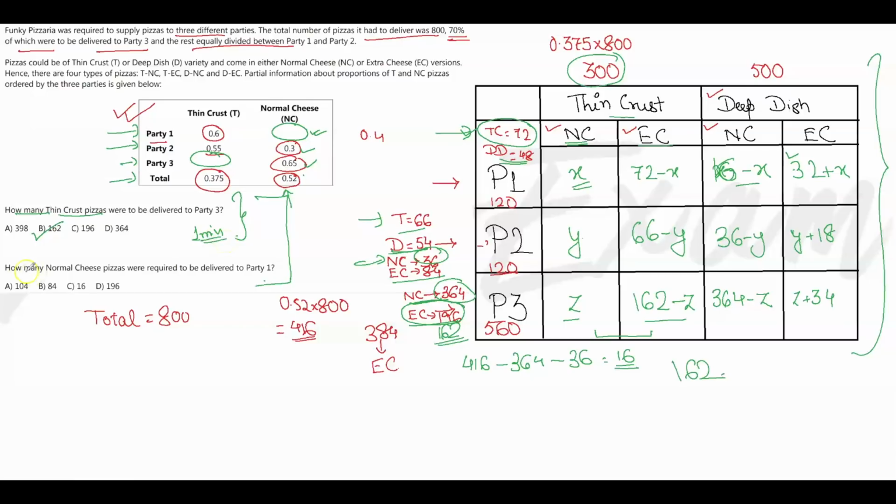Okay, how many normal cheese pizzas were required to be delivered to party 1? Normal cheese pizzas, this plus this, a total of 16. So option C is the correct answer for this question. I hope both these questions and the entire table that I've drawn are clear to all of you.